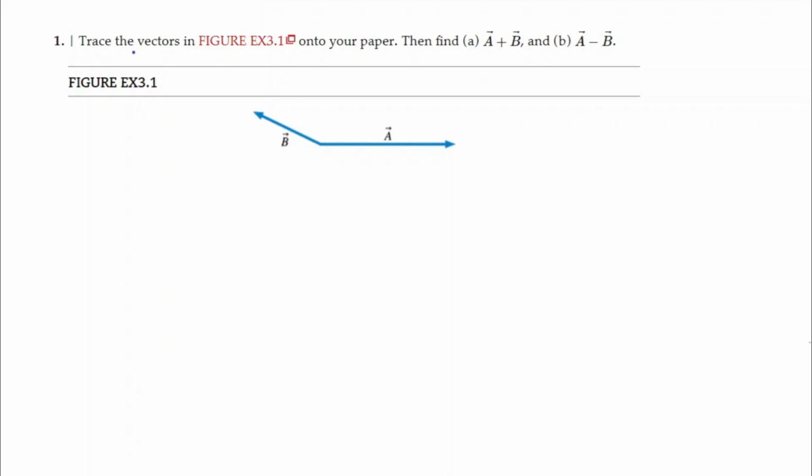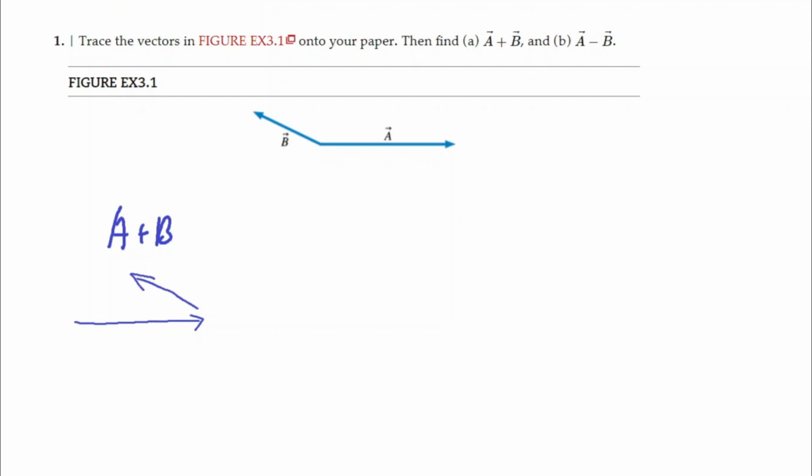Alright, so let's start with number one. Number one is trace the vectors in this figure onto your paper, then find vector A plus B and then vector A minus B. So we're going to do A plus B first. Let's use the vector rule. This is going to be A, and then vector B is going to be to the left. So we're going to connect that to the left right there.